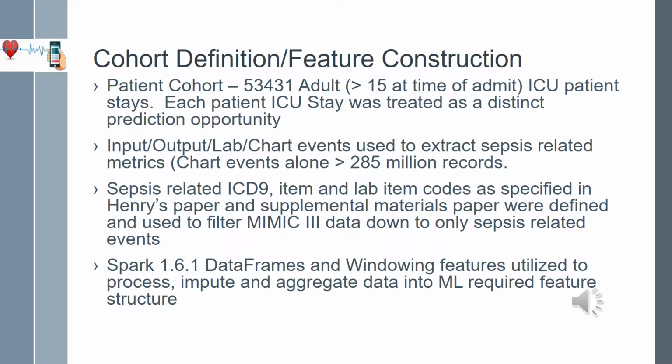The critical time-sensitive data was available in event files. The chart events file alone was over 27 gigabytes in size and over 285 million records. We created control files defining sepsis-related item and diagnosis codes, generalizing these into appropriate feature label groupings. We filtered the larger data set to a more manageable size based on patient cohort and the sepsis items.